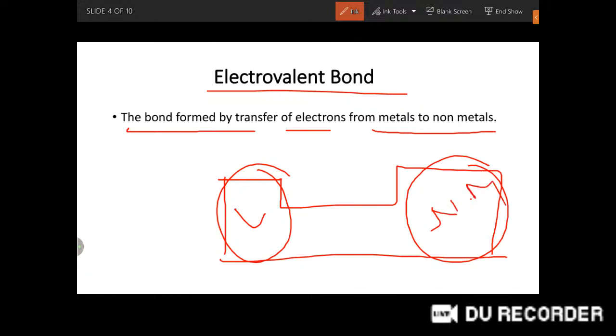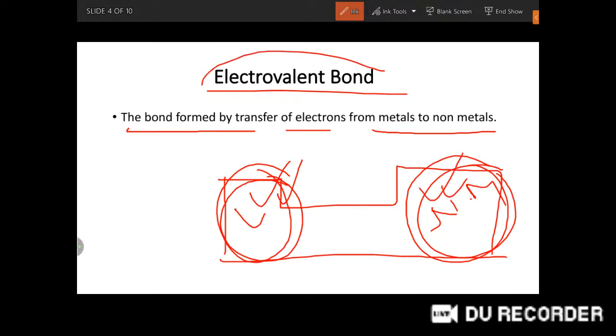Am I clear? If you are able to understand, please start commenting also, so that I will understand that you are listening to me and understanding the concept. By the time I'll keep teaching. So element on the left hand side is metal and element on the right hand side is non-metal. When the bond is formed between elements of this side and this side, then we call it electrovalent bond. And what will occur there? There will be transfer of electrons.